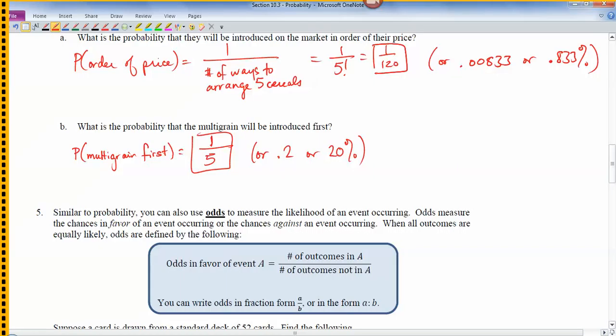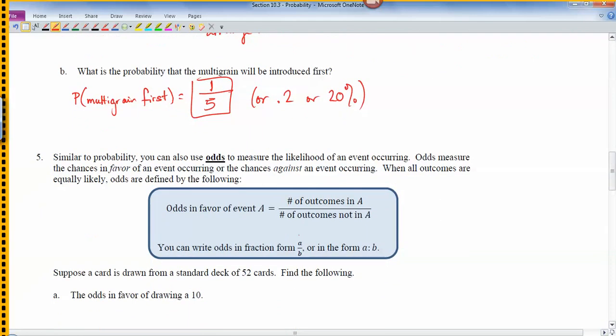So it's outcomes in A over outcomes not in A. That's how you get odds. And you can also write, if the outcomes in A is little a and the outcomes not in A is little b, you can write a over b. This is also a common way to write odds, a colon b. So it's a ratio still.